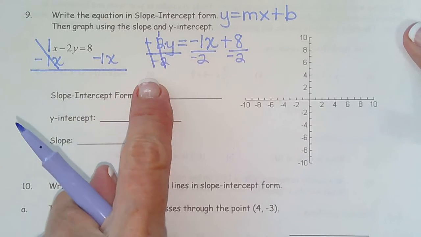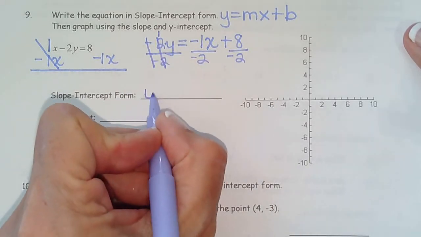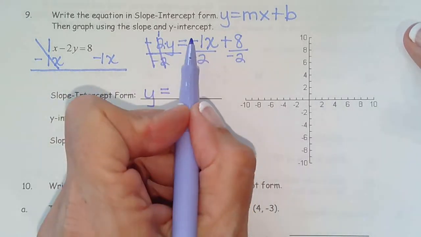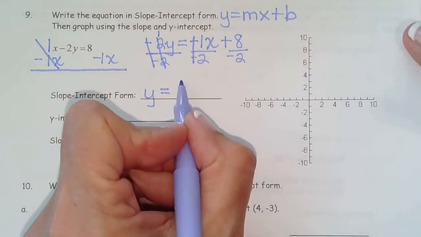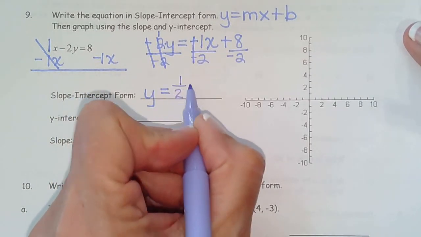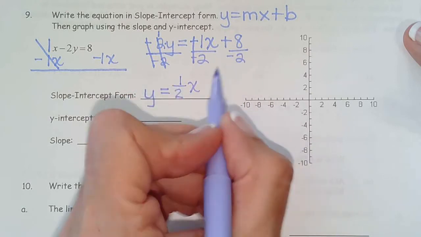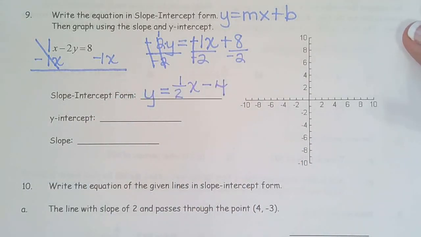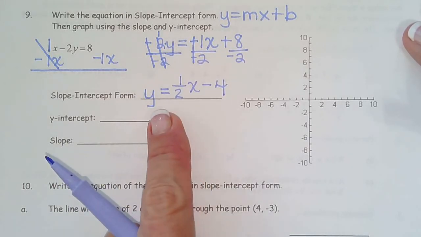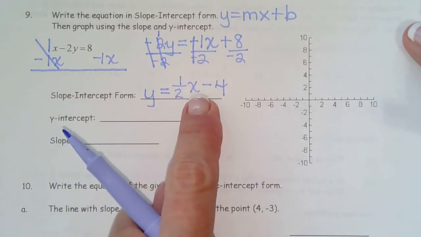So now I have positive 1y, which is just y equals 2 negatives again is positive 1/2 x. When I put this one on the test, I can't tell you how many people write negative 1/2 x. 2 negatives is a positive. So positive 1/2 x. And now 1 negative is negative, so that would be 4. So 8 divided by 2 is 4. A positive divided by negative is negative. So there's my slope-intercept form, y equals mx plus b.